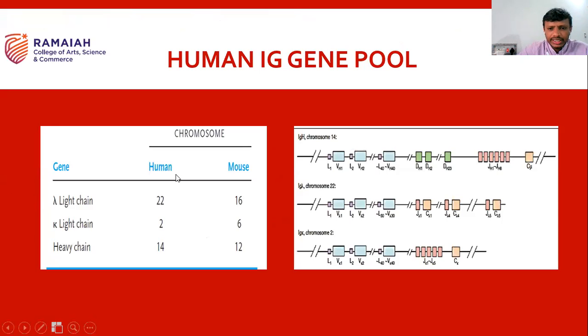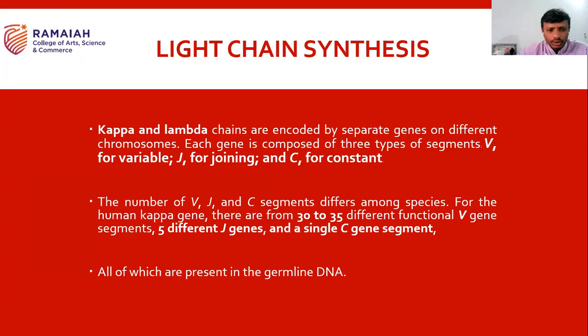So as you can see very clearly with respect to human beings and with respect to mouse, the lambda light chain is coded on chromosome 22, the kappa light chain is coded on chromosome 2, and the heavy chain is coded on chromosome 14 for human beings, whereas for mouse it is on chromosome 16, chromosome 6 and chromosome 12. Is it clear? These chains, as I said, have variable clusters which can be picked up from them for variability, joining, and constant segments.